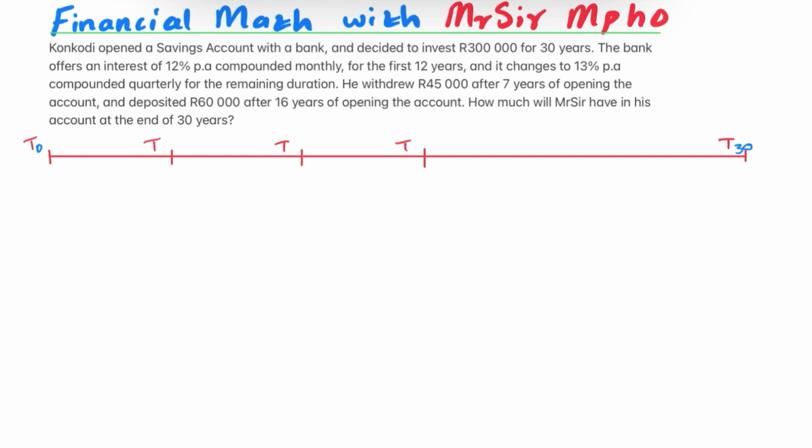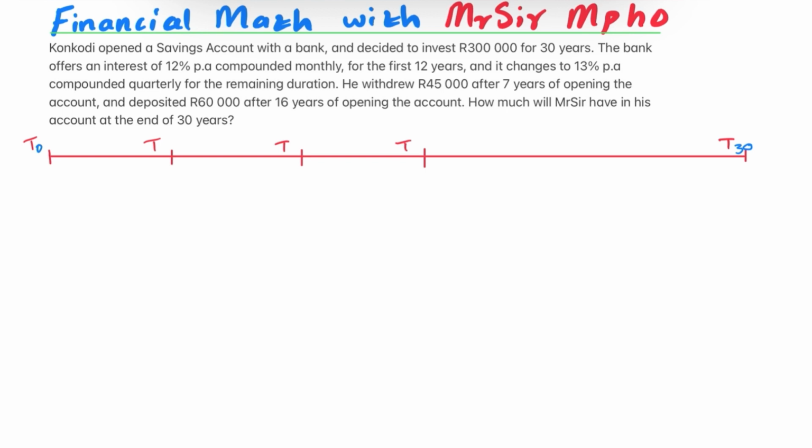Okay, so now they said the bank offers an interest of 12% per annum compounded monthly. M equals 12, right? So it's 12% for the first 12 years. And then they said it changes to 13% per annum compounded quarterly. Oh, quarterly, M equals 4, right? For the remaining duration. And they said he withdrew 45,000 Rand after 7 years.